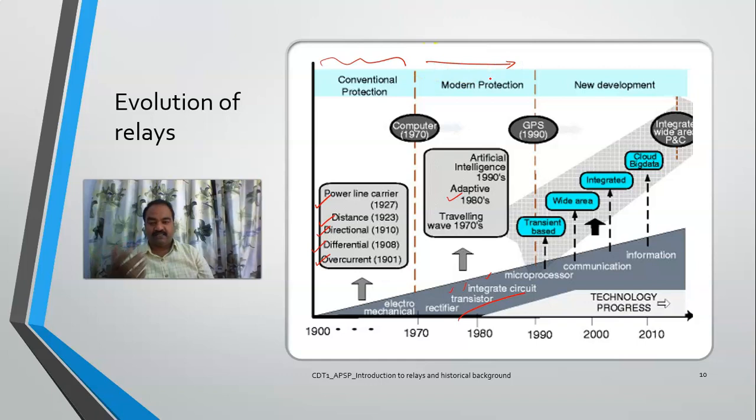And in 1990, SCADA came into the picture. GPS has come into the picture. So nowadays, these are the latest developments: transient based relays, wide area protection, integrated protection, and every data is now being stored in the cloud, big data. So integrated protection is now coming into the picture. These are the latest trends happening in power system protection.